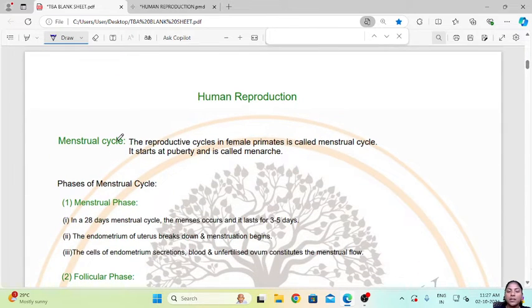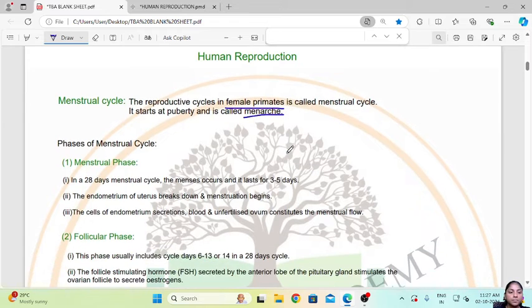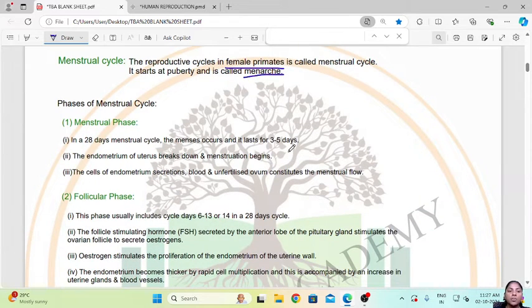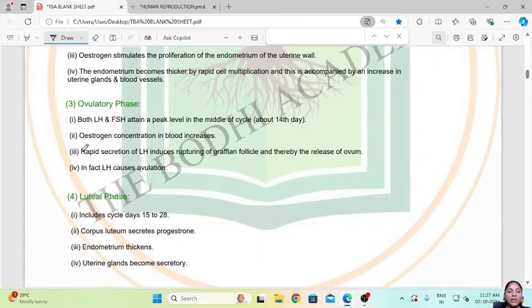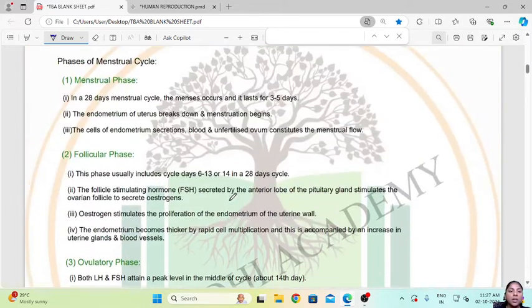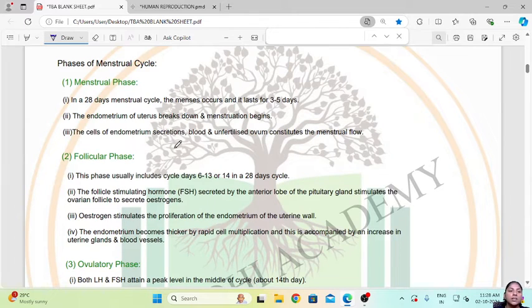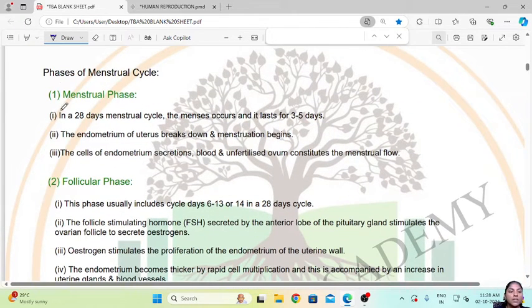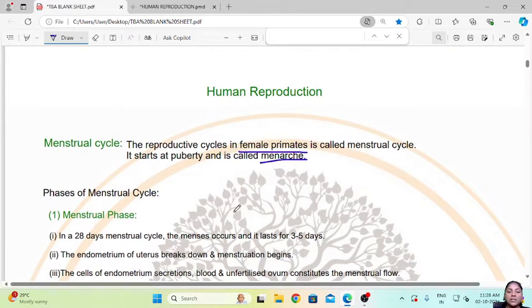So the menstrual cycle, the reproductive cycle in female primates, is called the menstrual cycle, and it starts at puberty, and the start is called menarche. There are different phases of the menstrual cycle, which are the menstrual phase, follicular phase, ovulatory phase and luteal phase. We are going to learn about these phases in detail. So the first phase is the menstrual phase. Now the menstrual cycle is a 28 to 30 day cycle.